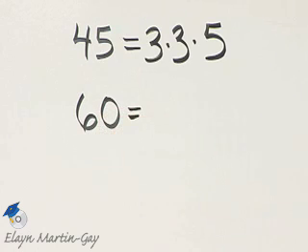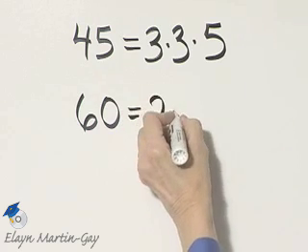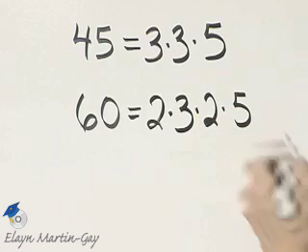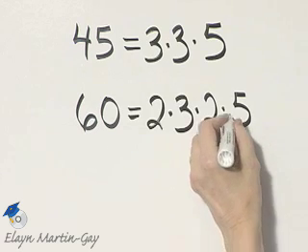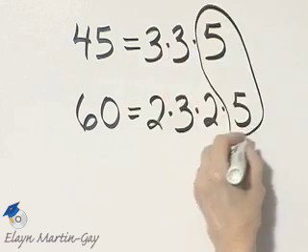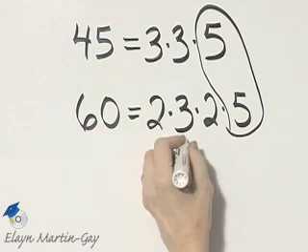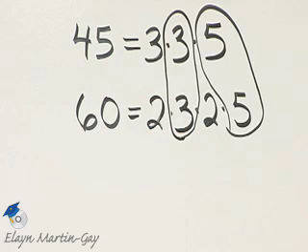Now let's write 60 as a product of primes, and 60 I know is 6 times 10. 6 is 2 times 3, and then 10 is 2 times 5. I've written each number as a product of primes, and now let's identify the common prime factors. In other words, there's a common prime factor of 5 in each of our two numbers, and there's a common prime factor of 3 in each of our two numbers.